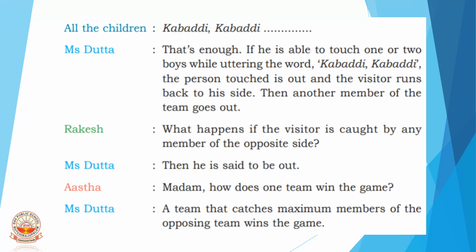Rakesh: What happens if the visitor is caught by any member of the opposite side? Datta: Then he is said to be out. So when this visitor goes into that opposing team, and if he gets caught by that opposite team, then he is out. Asta: Madam, how does one team win the game? Datta: A team that catches maximum members of the opposing team wins the game. So if the maximum members of the opposing team are caught, then this team is said to win the game.